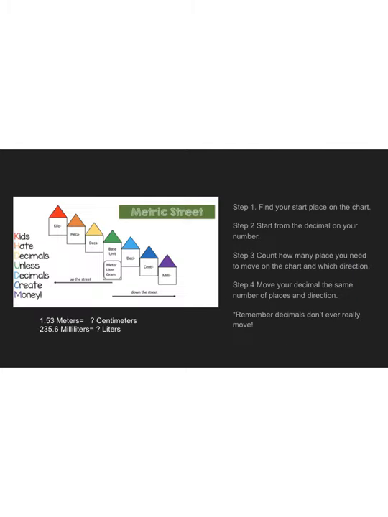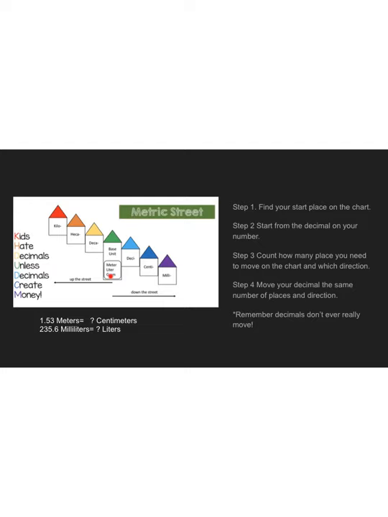So let's go ahead and try it out with the trick that we learned in class. So first thing you do is you find your start place on the chart. So let's start with this problem here. I have 1.53 meters, and I want to know how many centimeters that is. So I find where I'm starting. At first I'm starting in meters, which is right here.